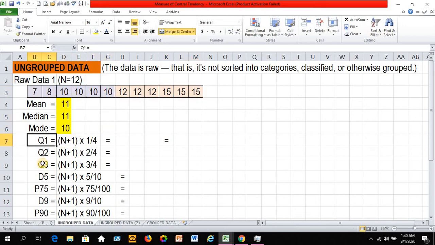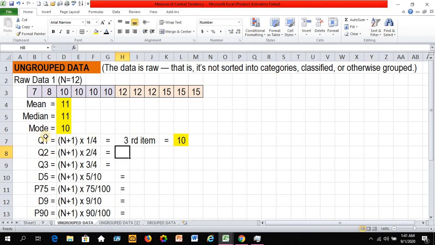We go to quartile 1, 2, 3. So, for Q1, this is equals capital N plus 1 is 12 plus 1. So, that's 13 times 1 divided by 4. Enter. Round off. So, third. Ito yung third item natin. 1, 2, 3. So, ang ating quartile 1 is 10.